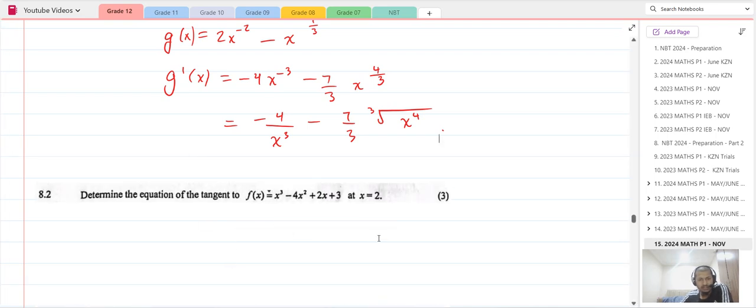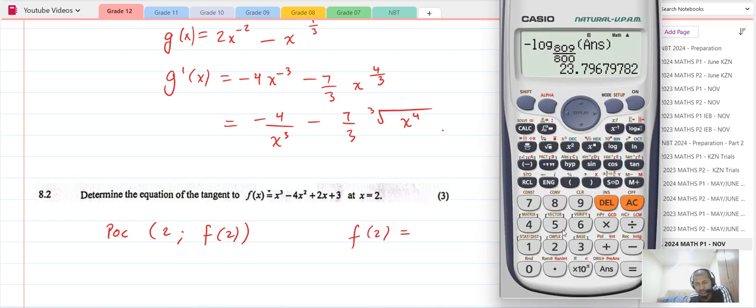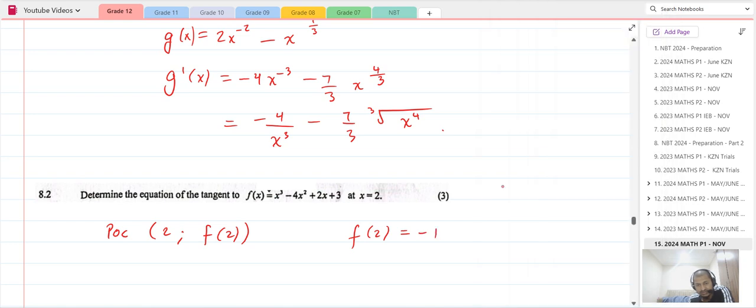Determine the equation of the tangent at x equals 2. To find the equation of the tangent, we need a point of contact first. So the point of contact is 2 and f of 2. So let's find f of 2. F of 2 is equal to putting 2 inside here, so that's 8 minus 4 times 4, which is minus 16. 2 times 2 is 4, 4 plus 3 is 7, so plus 7. I'm getting minus 1. Right, so the point of contact is 2 and minus 1.